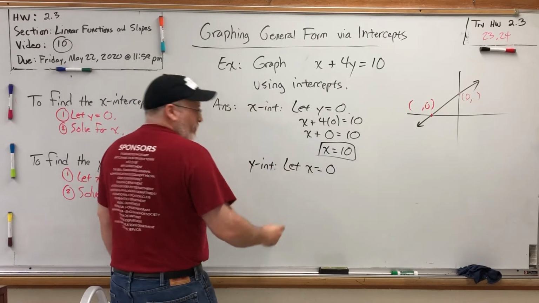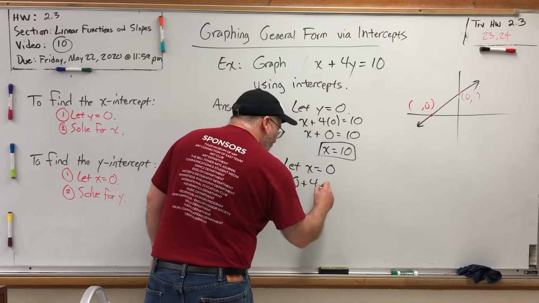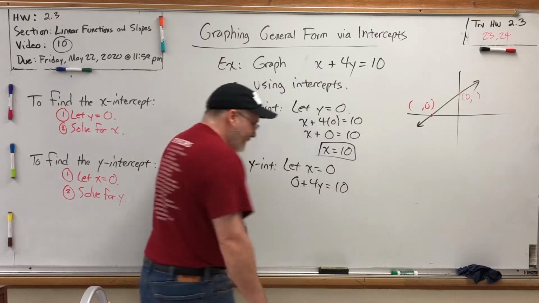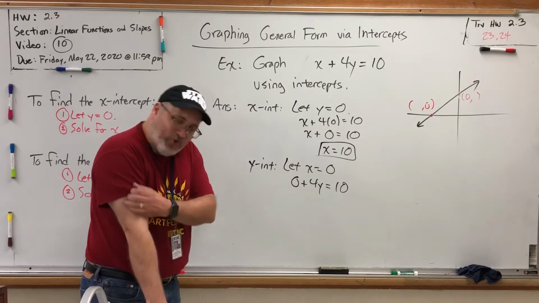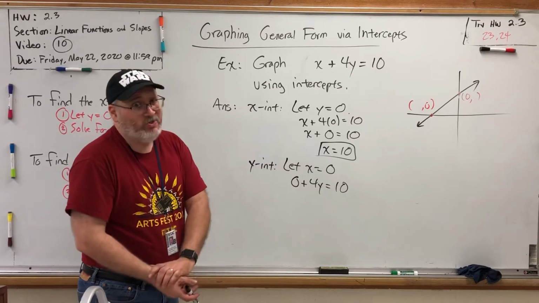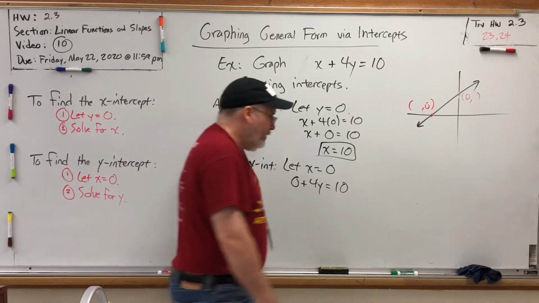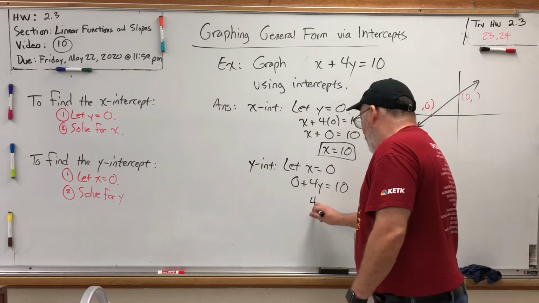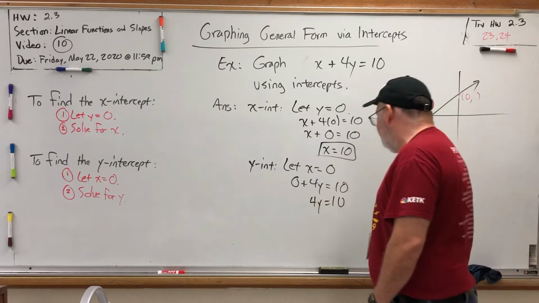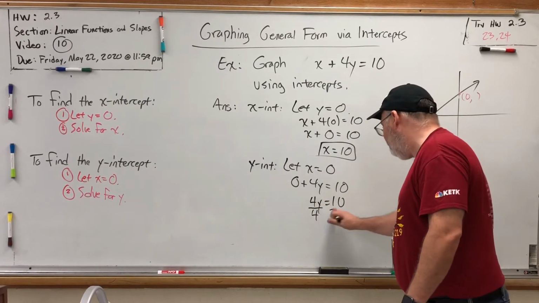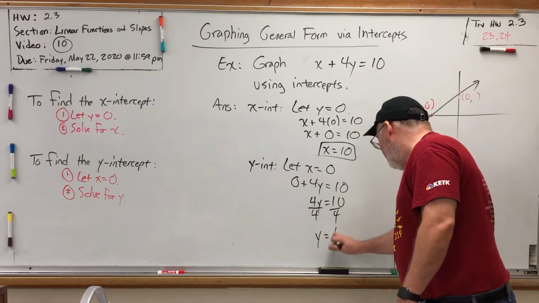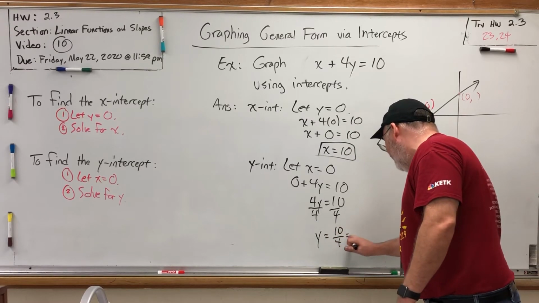So if we let x equal 0, we get 0 plus 4y equals 10. Again, you can subtract 0 from both sides, but you're subtracting nothing. 0 plus 4y is 4y. Divide both sides by 4. And we get y equals 10 fourths, which reduces to 5 halves.